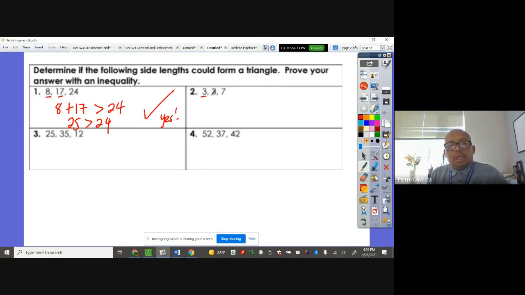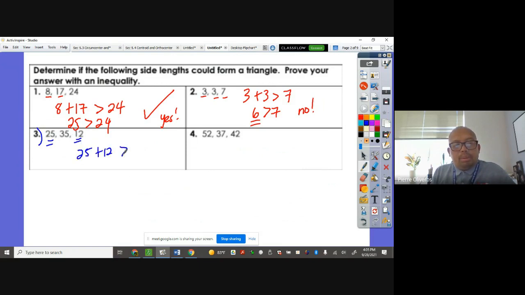Number 2: 3, 3, 7. The two shorter sides are 3 and 3; is the sum greater than 7? 3 plus 3 is 6, greater than 7? That's not bigger than 7, so it's a no here. Number 3, the two shorter sides are 25 and 12. 25 plus 12, would that be bigger than 35? 25 plus 12 is 37, greater than 35. And yes, 37 is bigger, so the answer here is yes.